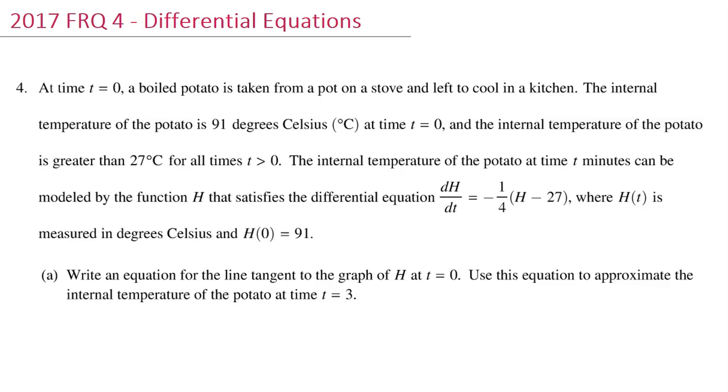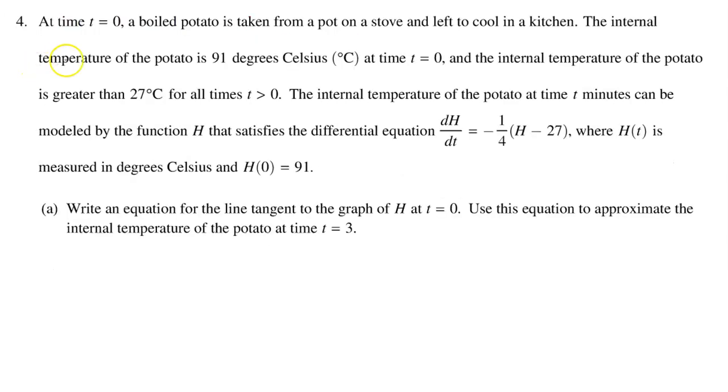In this video, I will walk you through free response question number 4 from the 2017 AP Calculus exam. This problem is primarily about differential equations. At time t equals 0, a boiled potato is taken from a pot on a stove and left to cool in a kitchen. The internal temperature of the potato is 91 degrees Celsius at time t equals 0. And the internal temperature of the potato is greater than 27 degrees Celsius for all times greater than 0.